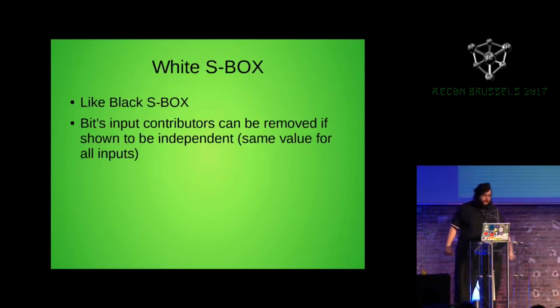And we also have a white S-box, which is the standard substitution box you can find, for example, on AES. In this case, what we can try to do is find out if there are some bits that don't contribute to a specific output bit. This is usually the case on S-boxes like the ones that are used for Tiger, because Tiger S-boxes have 8 bits of input and they have 16 bits of output.